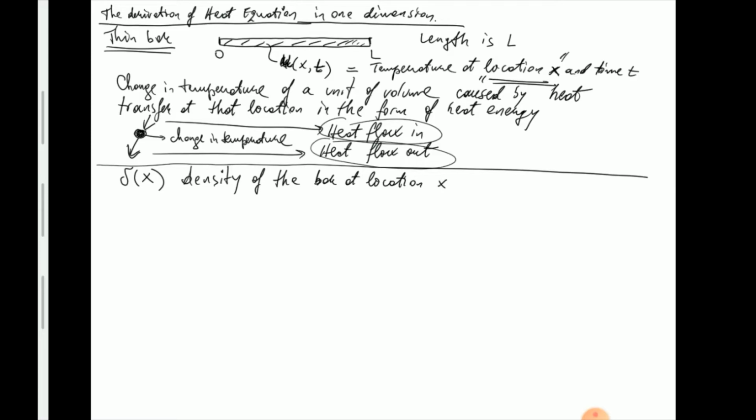Remember, the density is essentially in the unit of mass divided by the volume, or it's defined as the mass over a volume.